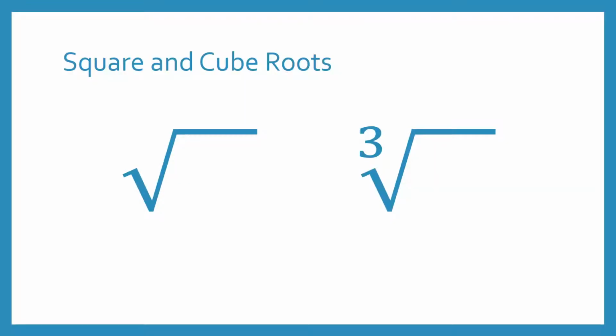Okay, here are the symbols for square and cube roots. This one here is our square root, and this one here is our cube root. You'll notice the cube root has this 3 at the front, while the square root has nothing there. It technically has an invisible 2, but that's the two different signs.